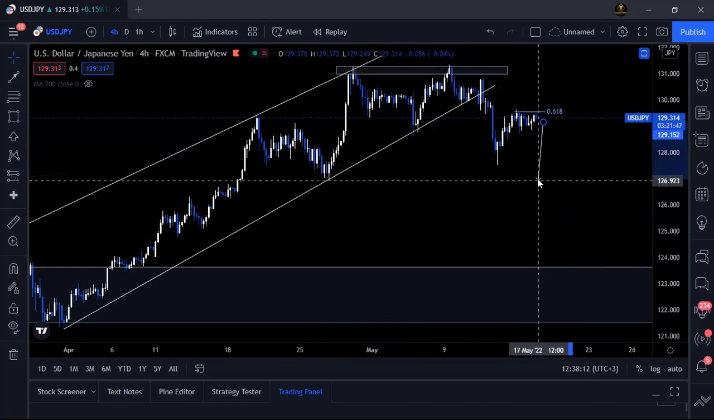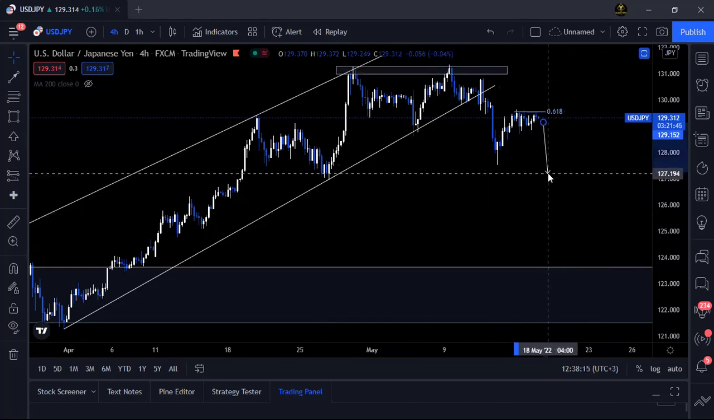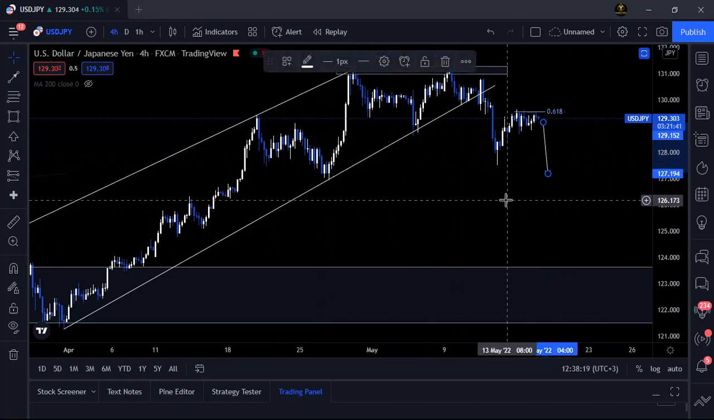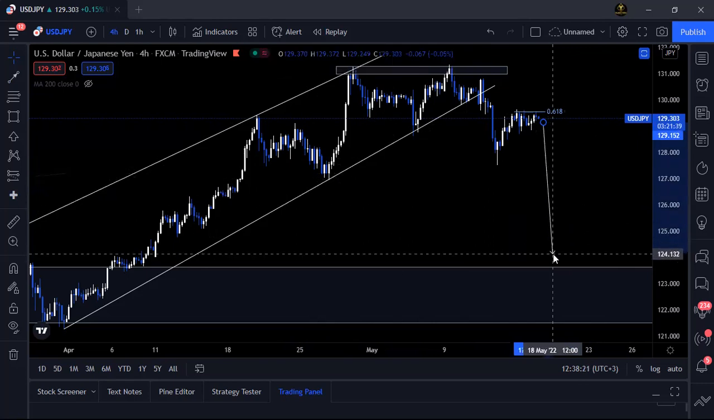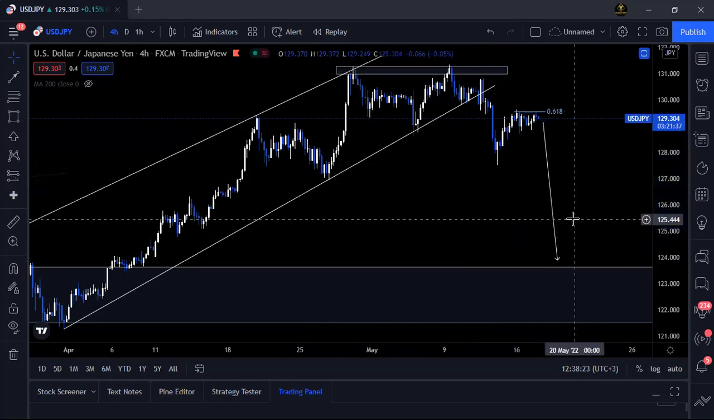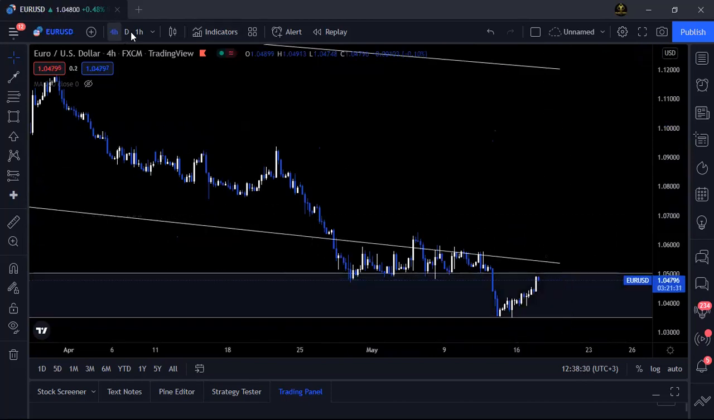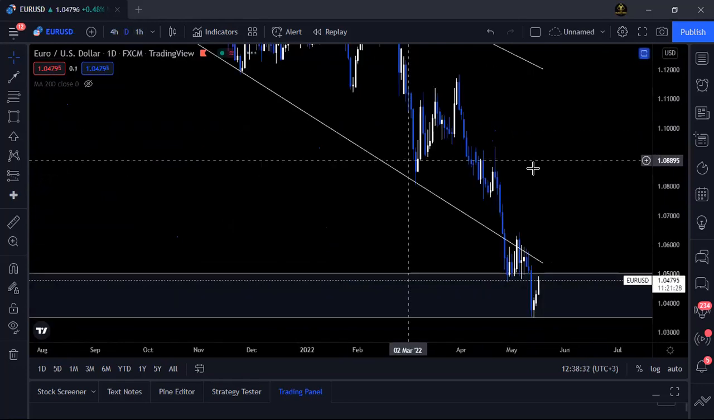So if you're day trading, your first targets will be here because this is the next market structure. And if prices do manage to break here, then your next targets should be all the way down here. So that's on USD JPY. We have Euro USD. Let's look at this from a daily perspective.